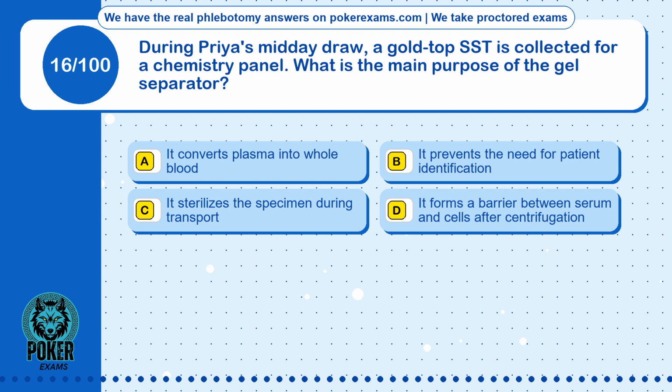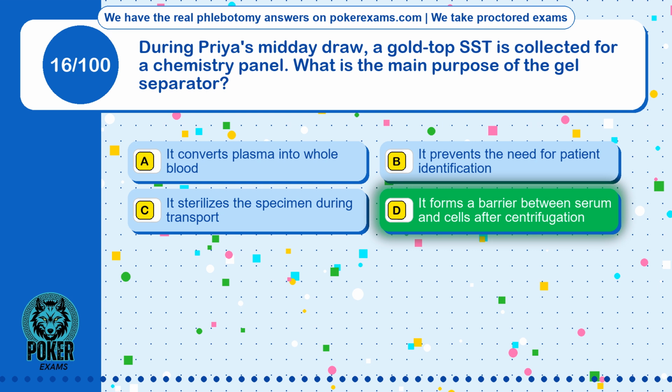Question 16. During PREA's midday draw, a gold top SST is collected for a chemistry panel. What is the main purpose of the gel separator? Option A. It converts plasma into whole blood. Option B. It prevents the need for patient identification. Option C. It sterilizes the specimen during transport. Option D. It forms a barrier between serum and cells after centrifugation. The correct answer is option D.